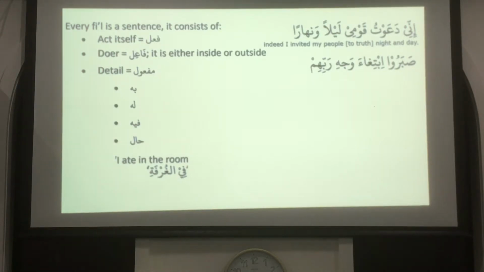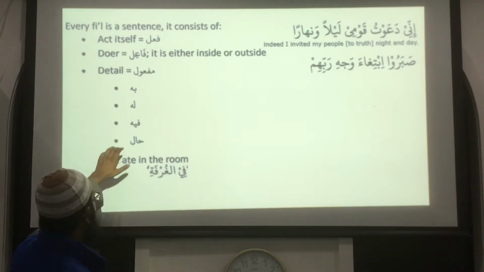Why did they persevere? What is the purpose? To ibtigha, meaning to pursue. To pursue what? Wajhi rabbihim, the face of their Lord. Wajhi is his face. Rabbihim, their Lord. The face of their Lord, which as a whole is mudaf ilayh. Everybody clear?